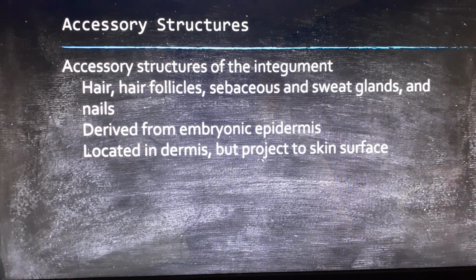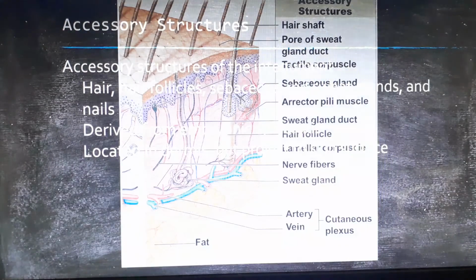And all of these structures happen to have come from embryonic epidermis. Now, we're not going to talk a whole lot about developmental biology until anatomy 2, but that's just kind of an interesting fact. They all start in the dermis, but they all must come outside of the epidermis and be somewhat visible, or at least have a projection outside of the skin like a duct.